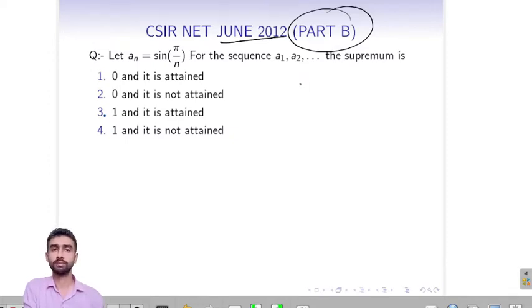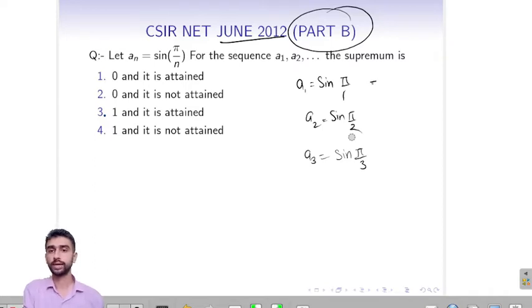So means a1 will be equals to sine pi by 1, a2 will be equals to sine pi by 2, a3 will be equals to sine pi by 3, and so on. So now what will be the supremum of these values we are supposed to find? So sine pi, now that we know it is 0, sine pi by 2 it means 1, sine pi by 3 is root 3 by 2.